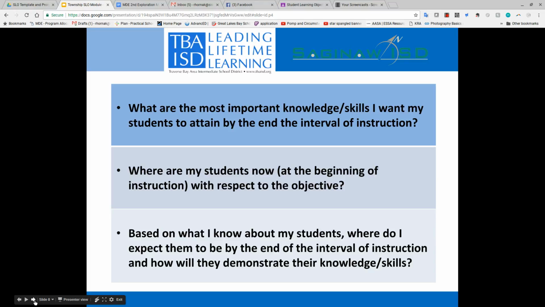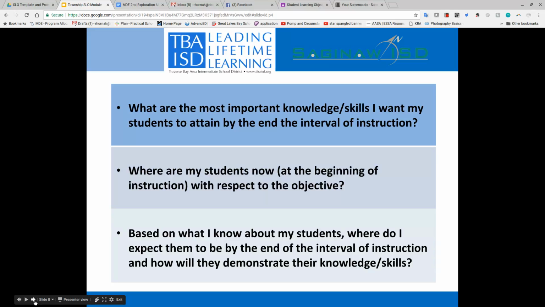Where are my students now at the beginning of instruction with respect to where I want them to be? That is really, really important. And that's why the pre and post assessment process needs to be there. And then based on what I know about my students, where do I expect them to be by the end of the interval of instruction? And how will they demonstrate their knowledge? So my favorite line in this bullet is what I know about my students.